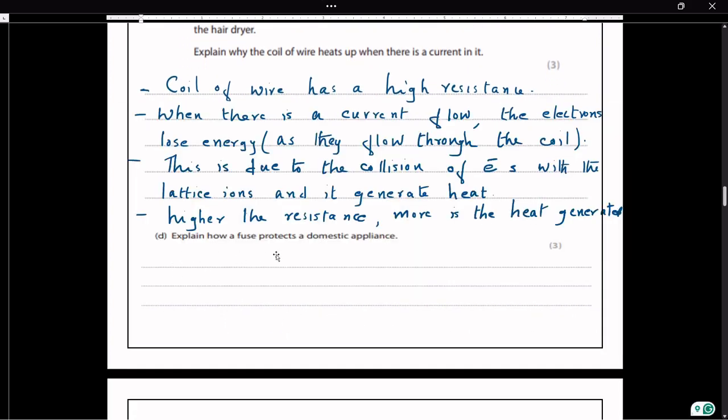Next one, explain how a fuse protects a domestic appliance. This question is answered already in the first part of this video. And we know we are using a fuse to protect the appliances. In the fuse, there is a fuse wire. So when a very high current is flowing through the fuse, very high current means the current more than indicated on the fuse.